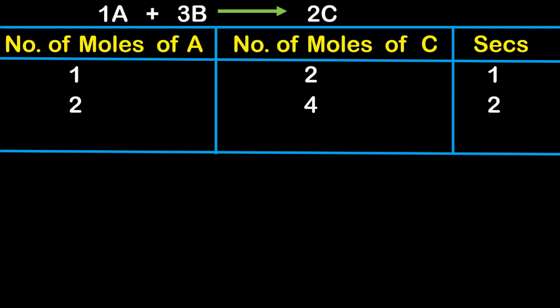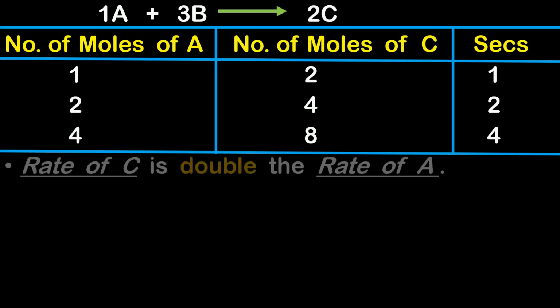And how do we get this 4? By multiplying this 2 with 2. So 2 into 2 gives you 4. And why are we multiplying by 2? Because for each mole of A, 2 moles of C are being formed. And you all know, if 4 moles of A get consumed, then obviously 8 moles of C will be formed.